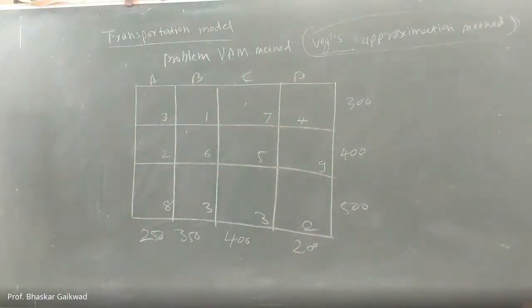So this is the RAM method, or Vogel's approximation method, in transportation. So what you have to do, you have to make three columns and three rows.